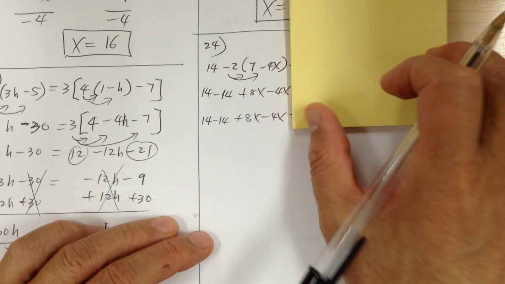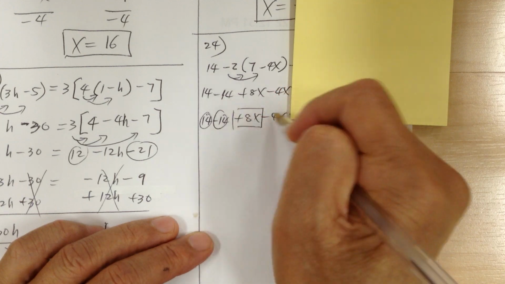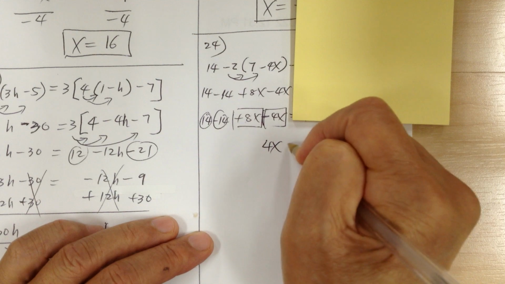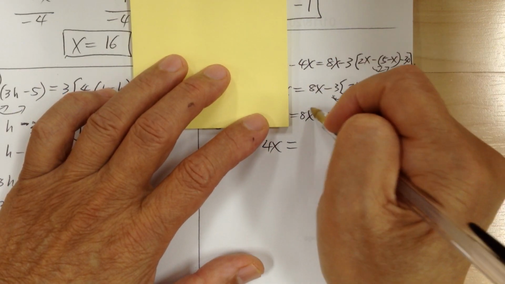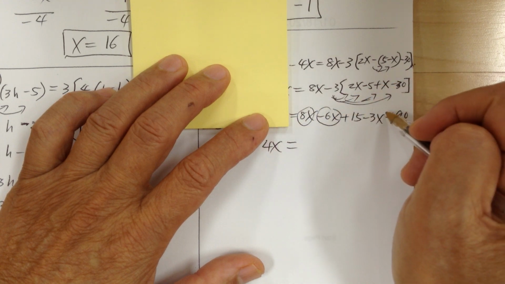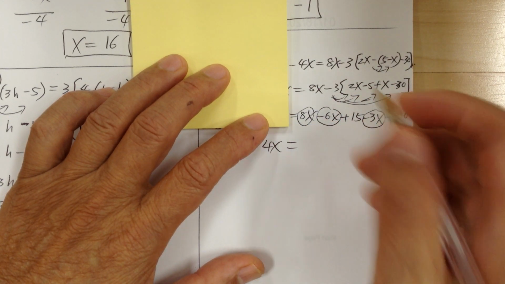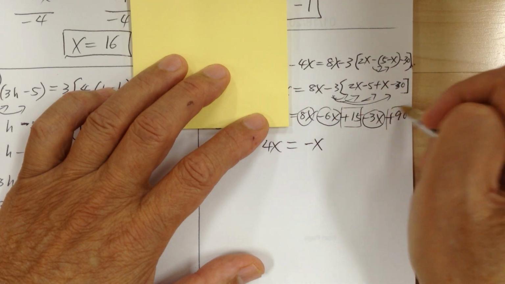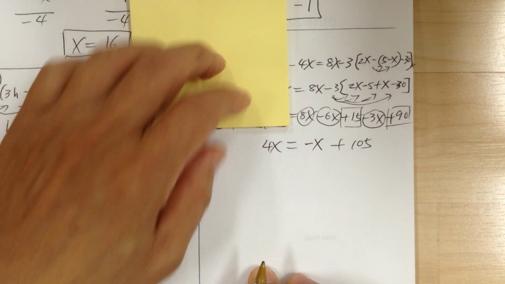Again, focus on one side at a time. This one and this one cancel out, so that's kind of nice. This and this, opposite signs, you subtract, would be 4x. Okay, it's not too bad. Now this side, a lot of stuff. You got 8x minus 6x minus 3x, so this would be 2x minus 3x would be minus 1x. And the numbers would be plus 105.